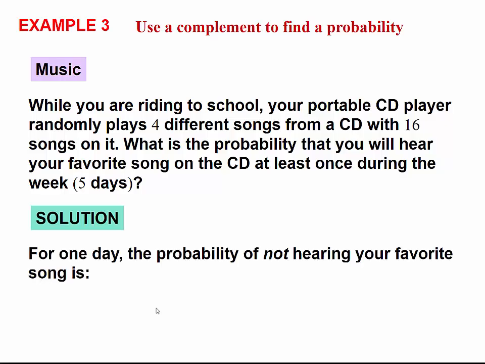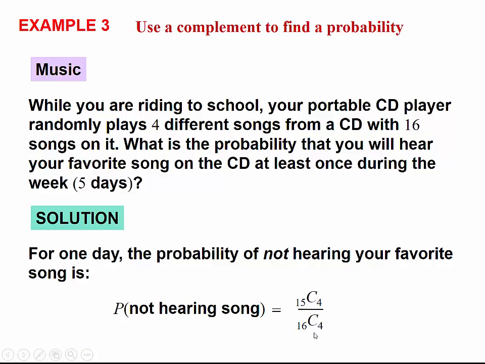So we have to break down what the probability is of hearing the song versus not hearing the song. The complement is not hearing the song, so it's the opposite of the event. And in this case, our event is actually hearing our favorite song. So for one day, the probability of not hearing your favorite song is, we have 15 total, and we're choosing 4 of them because we said we're going to listen to 4 different songs, and they're random. The order doesn't matter. That's why we use combinations.